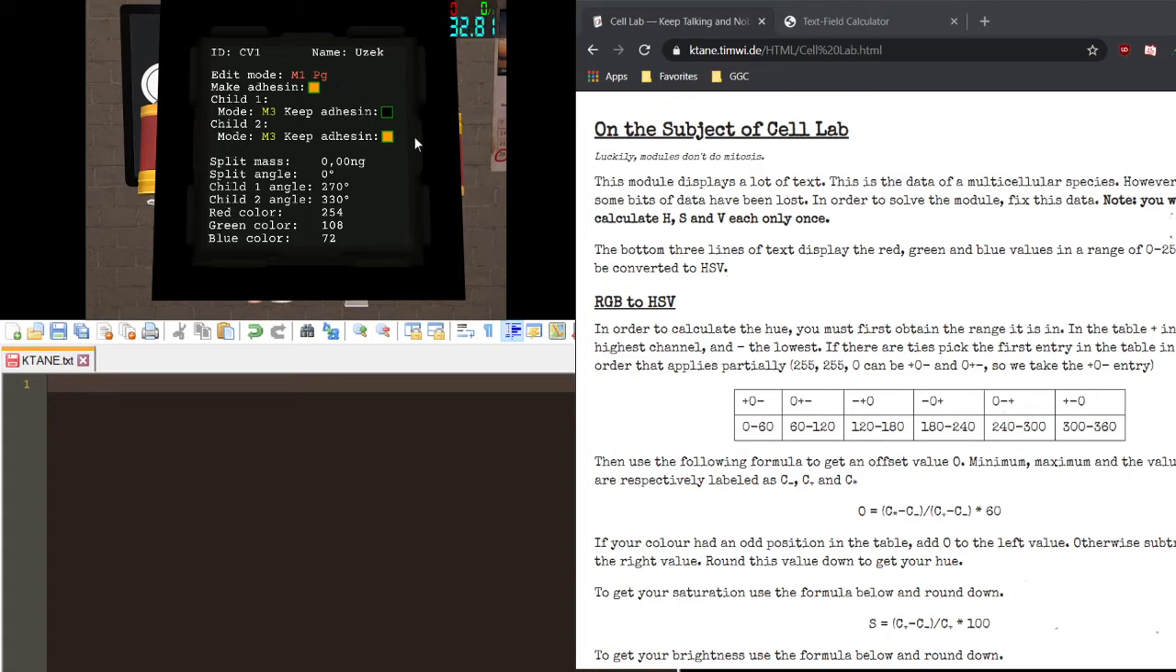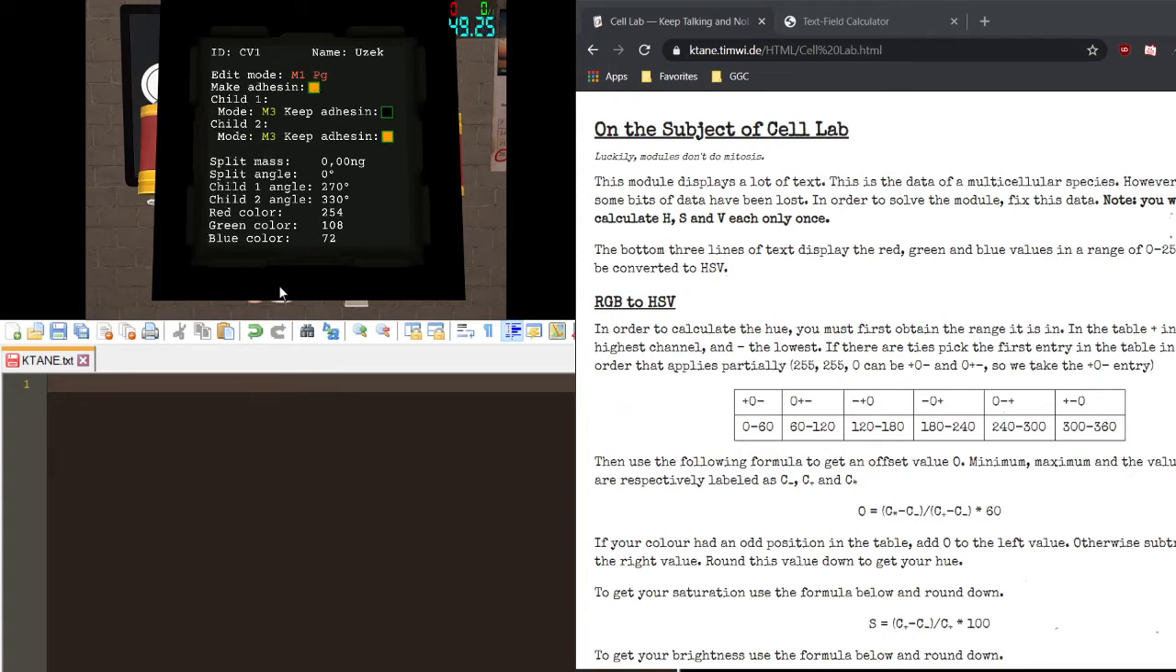Next, we have this block of text, from keep adhesion to mode. The 3 checkboxes must be in the correct state to solve the module, and the modes are used to identify the cell type of the current cell you're on.